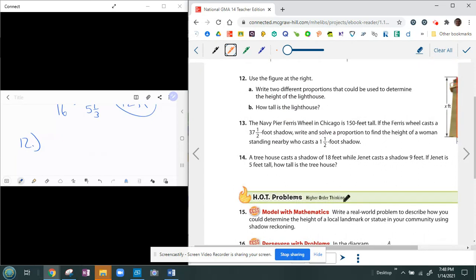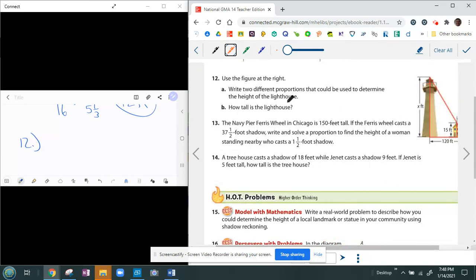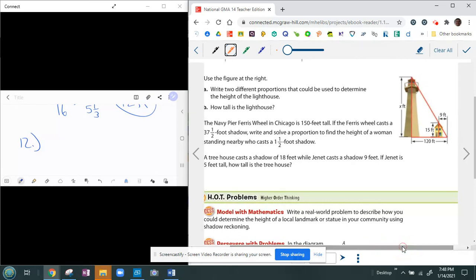Use the figure. Write two different proportions that could determine the height of the lighthouse. All right. Well, we know that this down here is 9 feet. Okay, that's just a different way to write it. But if we want to do it how I've been doing it and start with the x, what you're finding, then we can go x to 15 equals 120 to 9. Okay, lighthouse to regular house, x to 15.